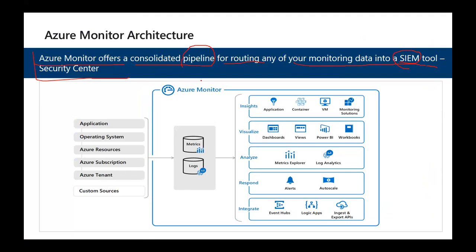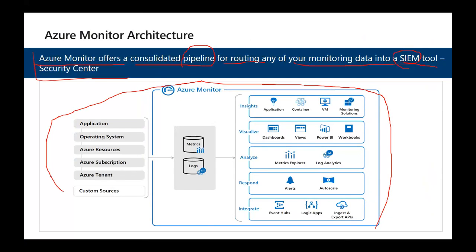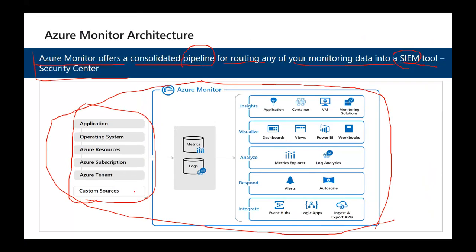For example, let's analyze this diagram right here. On the left side of the figure, we have some different sources. This is where we are going to generate the information that we're going to ingest. These are, for example, applications, agents running in operating systems, information obtained directly from Azure resources, information related with our subscriptions, or directly with some information provided from our Azure tenant. We have also the possibility to connect different and external sources. That's why we have this last option related with custom sources.